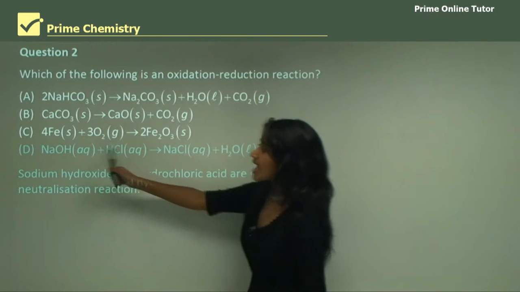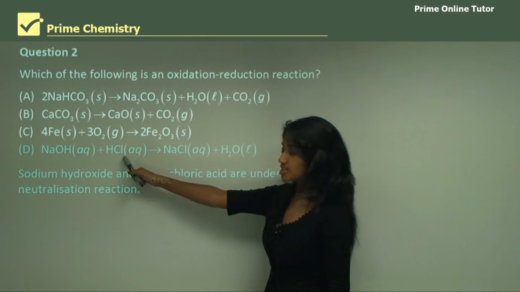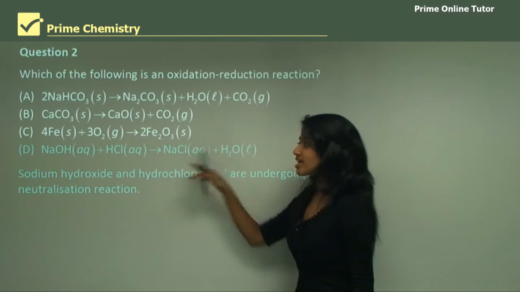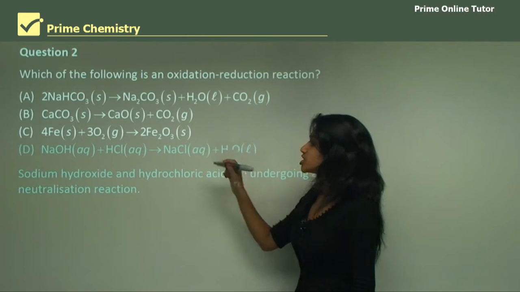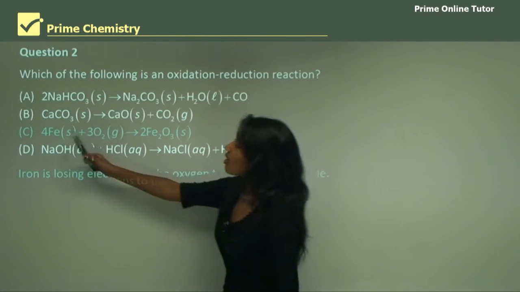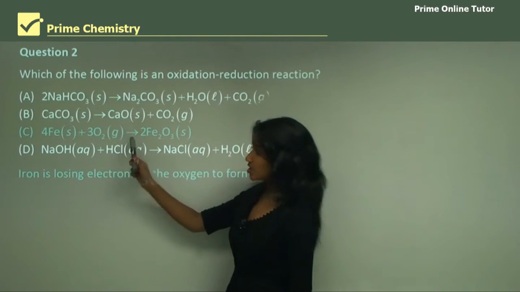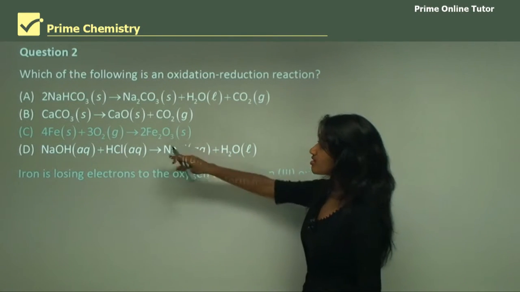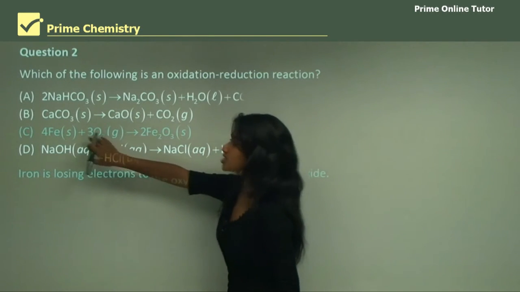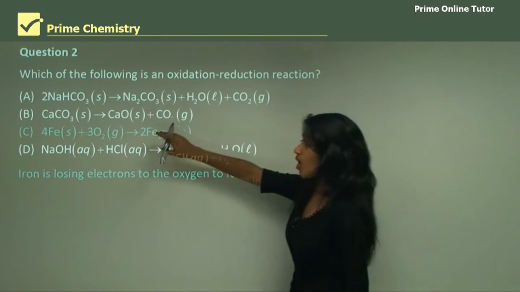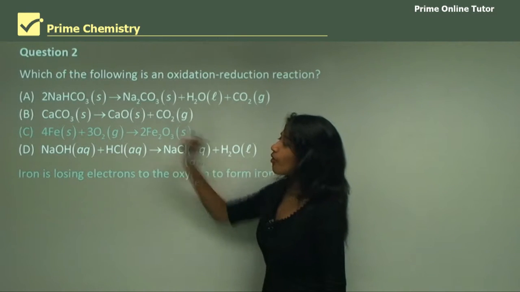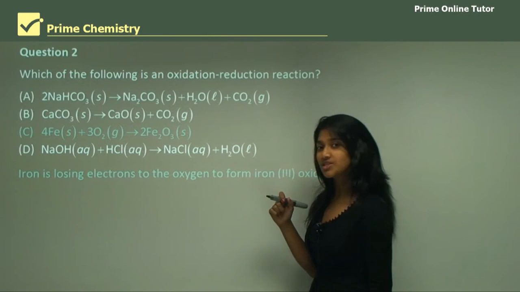Option D is an acid-base reaction. You can see HCl is an acid and NaOH is a base. So when they react, it's a neutralization reaction. So option D is not the answer, giving us option C, which is iron reacting with oxygen to form iron oxide. Now iron 3 oxide here is formed by iron and oxygen. So iron would be undergoing oxidation while oxygen would be undergoing reduction to form iron oxide, as you can see. So option C is the answer.